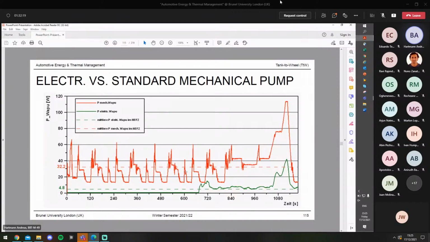And this leads to two facts. So first of all, the mean power of the mechanical coolant pump is comparatively high, so more than 30 watts in this case. And the mechanical power of the electrical coolant pump is way lower, not even 5 watts. And on the other hand, again, you cool down the engine more than it's actually supposed.